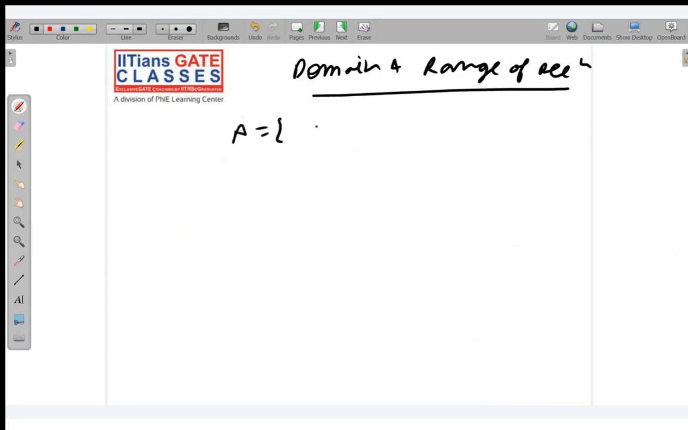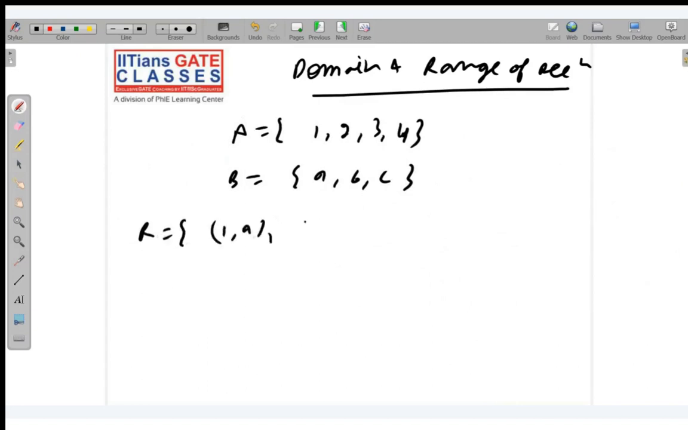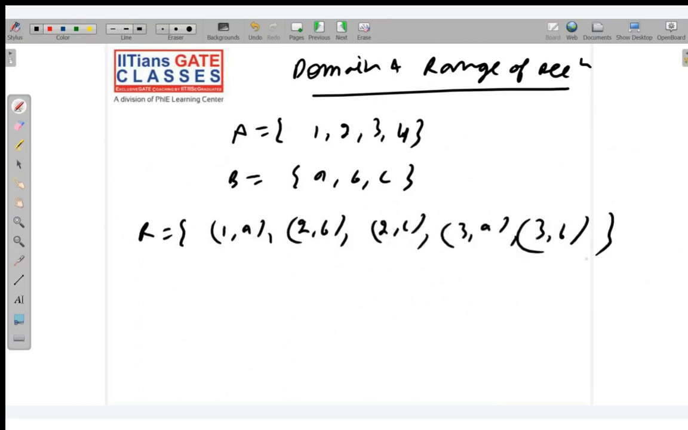A is say 1, 2, 3, 4, and B is say a, b, c, and I have given you a relation: (1, a), (2, b), (2, c), like this. So domain of R, I will write like this. Domain of R is the first elements: 1, 2, again 2. Obviously, we will not take it twice because it is a set. Domain of a relation is a set. So 2 appearing two times, I will take one time. 3 appearing two times, I will take one time. So 1, 2, 3.